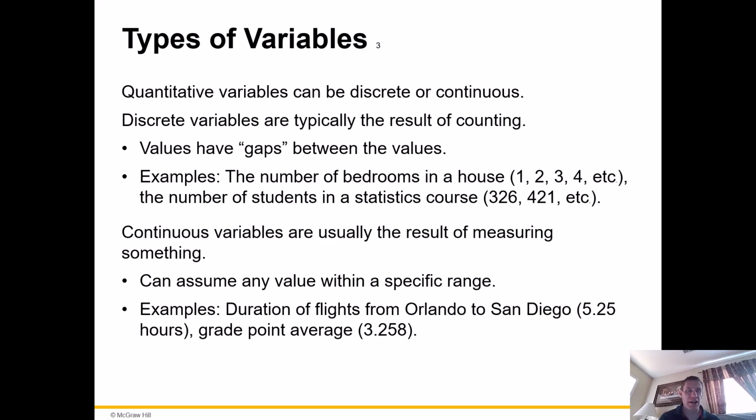Now, continuous variables are usually the result of measuring something. Now, they can assume any value within a specific range. So examples could be the duration of flights from Orlando to San Diego, 5.25 hours, or grade point average, 3.258. So like your grade point average doesn't have to be like, 1.0, and then it goes right up to 2.0, and then, 3.0, and then 4.0, right? It can be anywhere between really 0 up to 4.0. It can assume any number.